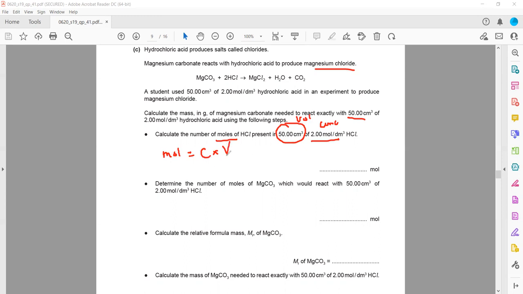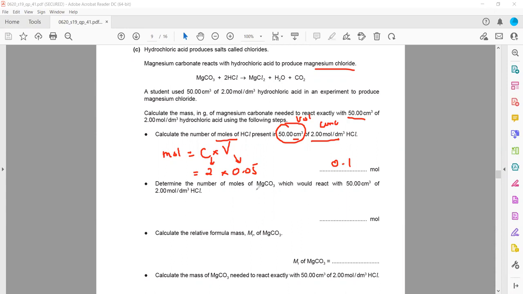But remember, the volume should always be in decimeter cube. Here the volume is in cm cube. So we have to divide by 1000 to convert into dm cube. So 50 divided by 1000, that will be 0.05. So we have the volume 0.05 and the concentration 2. So when we multiply both of them, it will be 0.1. So 0.1 moles of HCl are there.